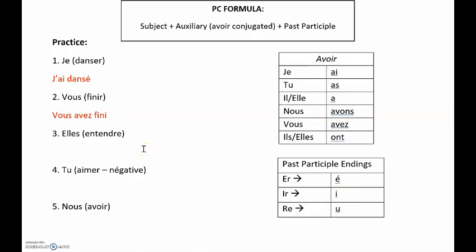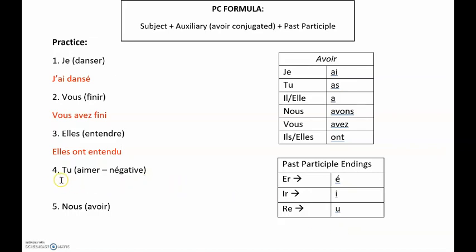Next one, elle and entendre. Rewrite my subject. Oops. Okay, avoir becomes a. And then the last bit here, entendre, it's an RE verb, so that becomes entendu.